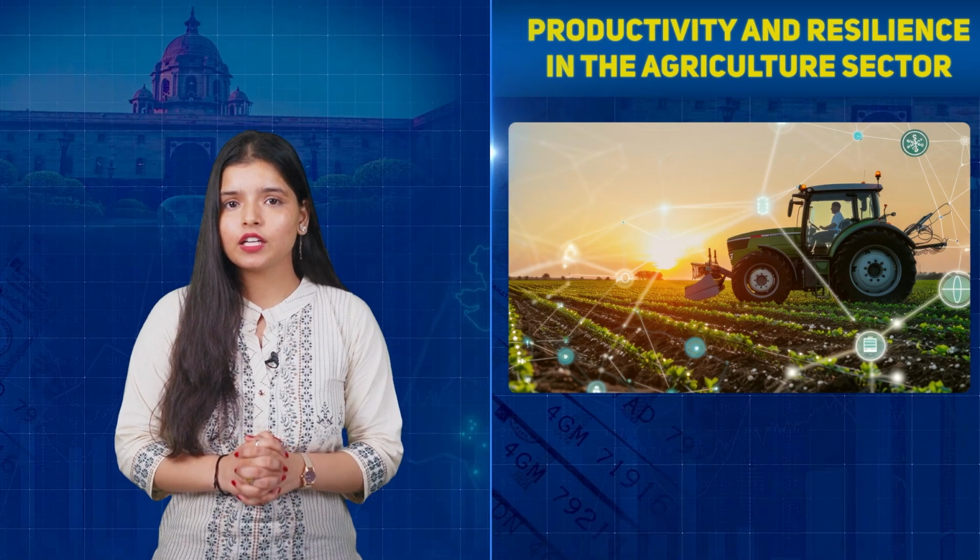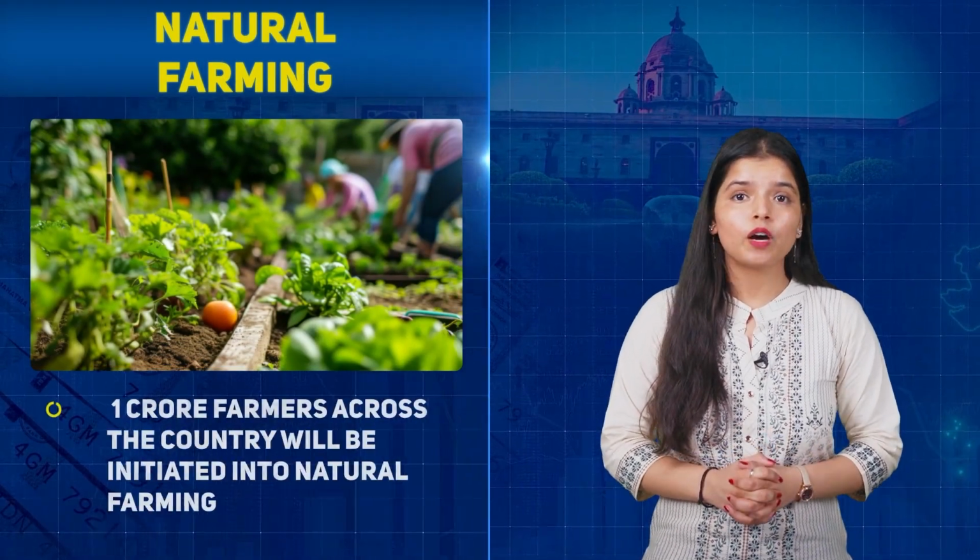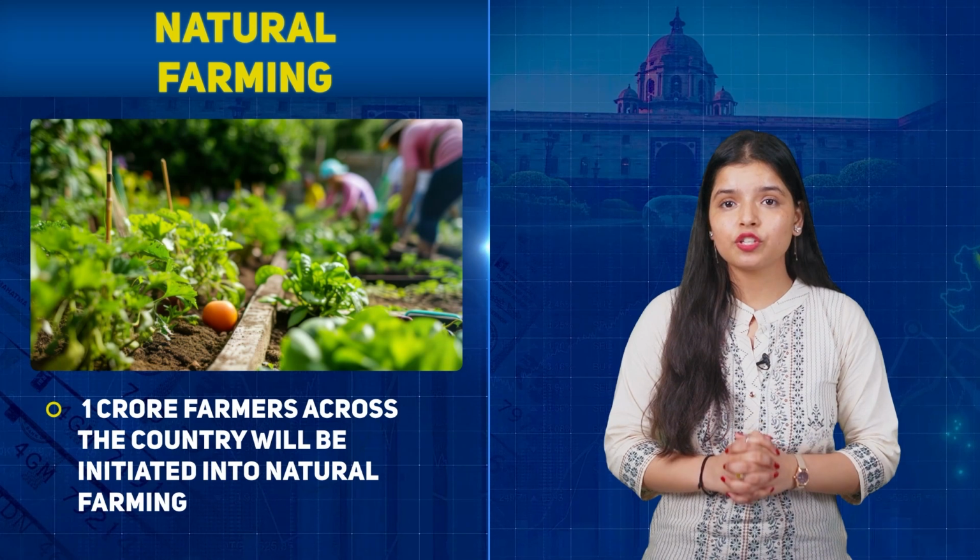The first priority is productivity and resilience in the agriculture sector. Toward agriculture research, there will be a comprehensive review of the agriculture research set up to focus on raising productivity and developing climate-resilient varieties. The government will release 109 new high-yielding and climate-resilient varieties of 32 field and horticulture crops for cultivation by farmers. For natural farming, 1 crore farmers across the country will be initiated into natural farming, supported by certification and branding in the next 2 years.